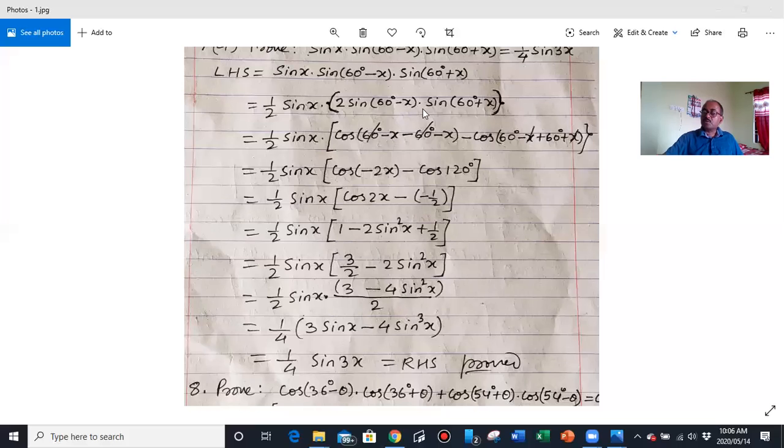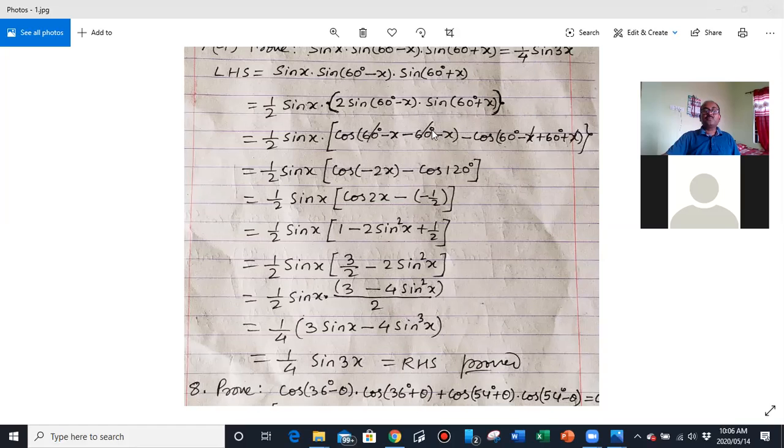What is the formula of 2 sin A sin B? Can anyone say? Cos A minus B minus cos A plus B. Yes. So this is cos A minus B minus cos A plus B. Is it? Yes, sir. 60 minus x, here 60 plus x, both became negative because it is cos A minus B minus cos A plus B. If you see here 60 cancelled, here x cancelled. From this side cos minus 2x minus cos 120 degree.